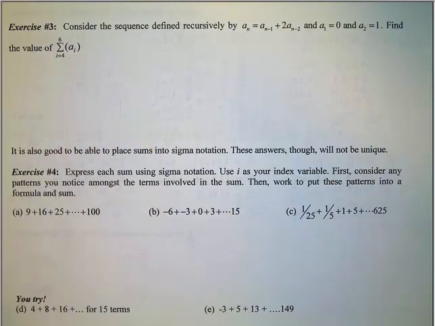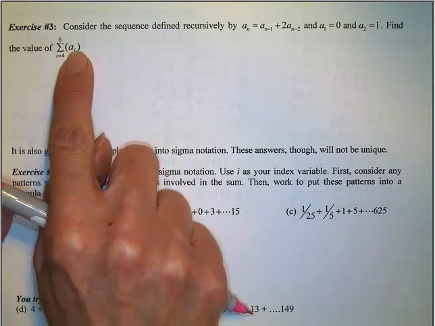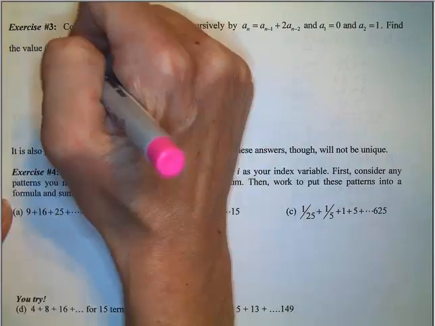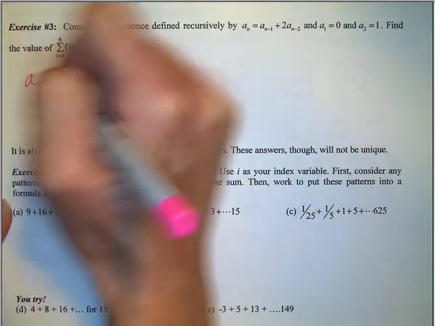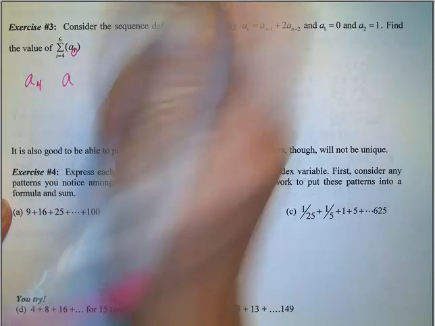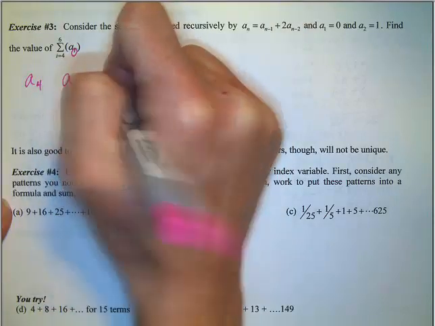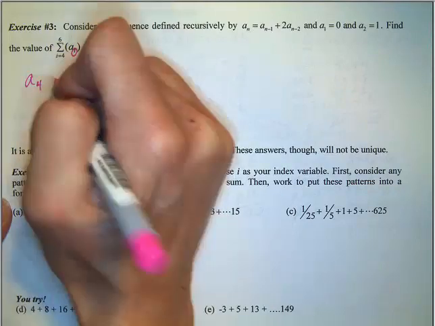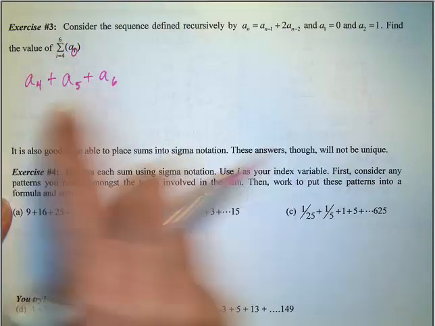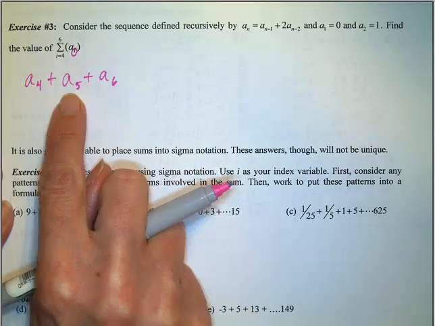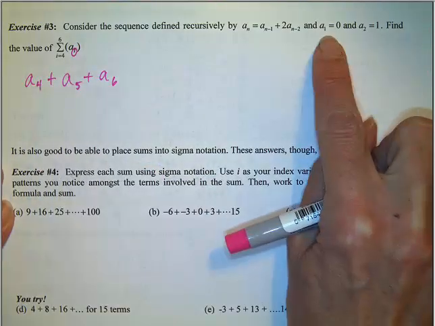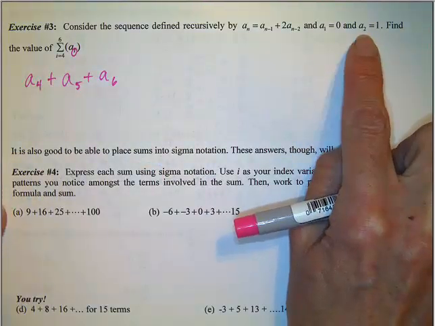So what does this mean? Well, I plug 4 in here for I. So a sub 4, a sub 5, and a sub 6. The sigma means I sum them. So I need the 4th term, the 5th term, and the 6th term. I only have the 1st and the 2nd. So I have to do some work beforehand.